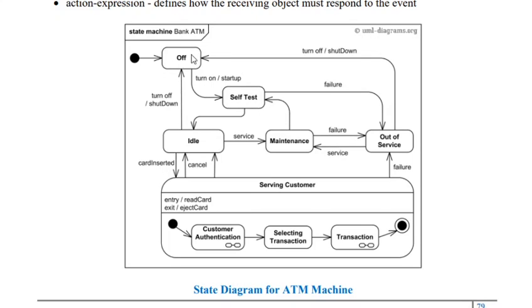So here what we are trying to represent is various states and the state transitions. So we have the ATM machine off state, self-test state, idle state, maintenance state, out of service state, and the serving state. Right. So this is a very simple state diagram that represents the transition of an ATM machine between various states, right? Okay, we have also represented simple state as well as complex state.